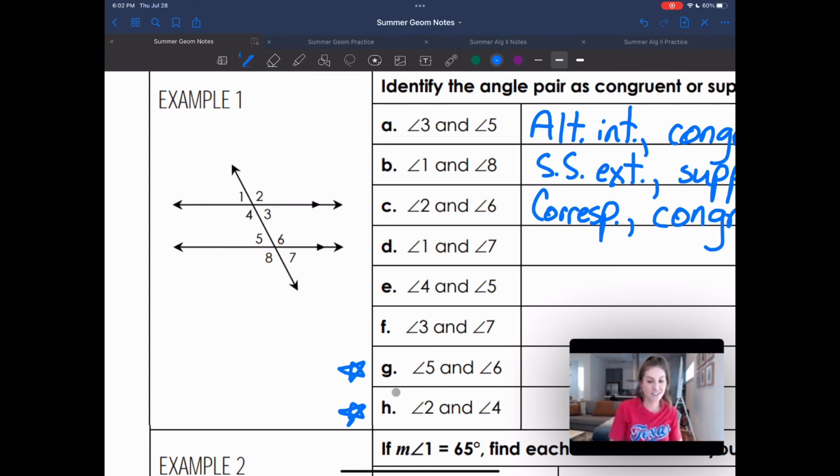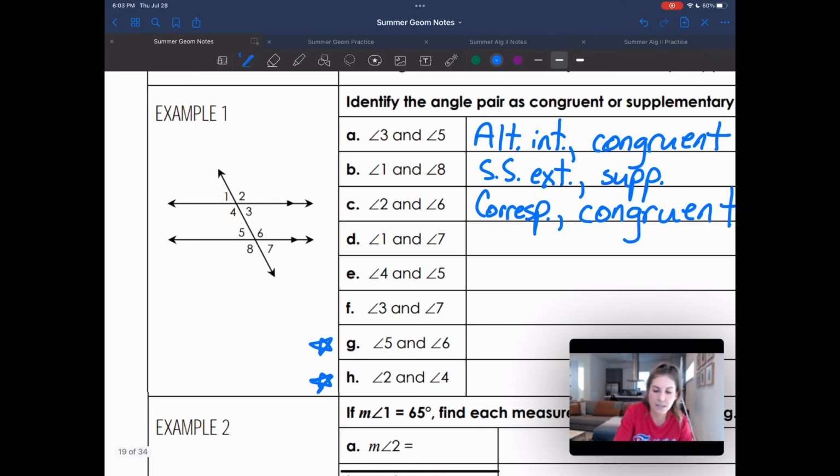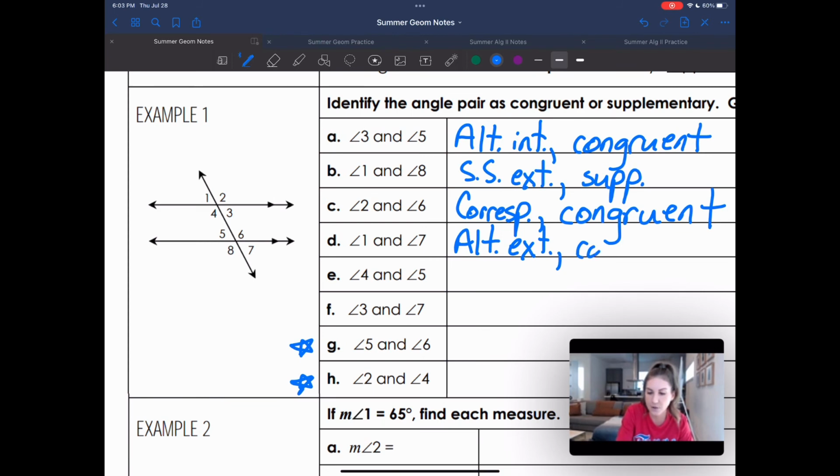All right, definitely try some of these on your own too. G and H will be a little tricky. G and H, you will not use any of the words that we learned today. You'll use different words that we learned last time, just to give you a little hint there. Okay, angle 1 and 7 for D. Let's locate. Here's 1, here's 7. They're definitely on opposite or alternate sides, and they're both on the exterior of the other lines. None of them are on the inside. So we say alternate exterior. And we just learned, you can look at your notes above, that those are always congruent.